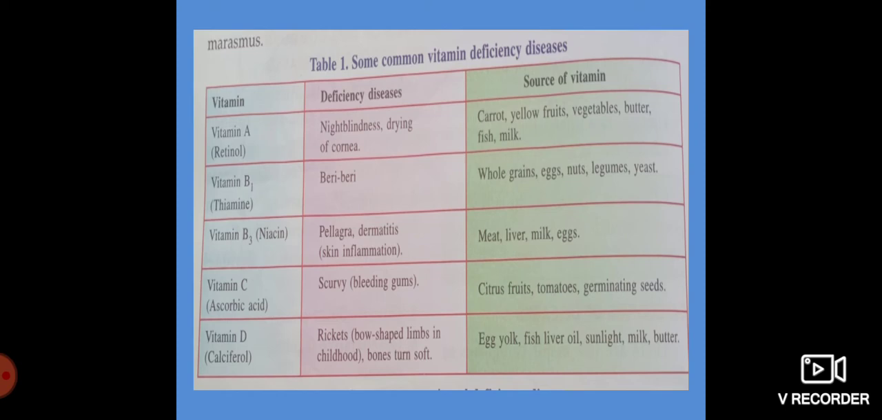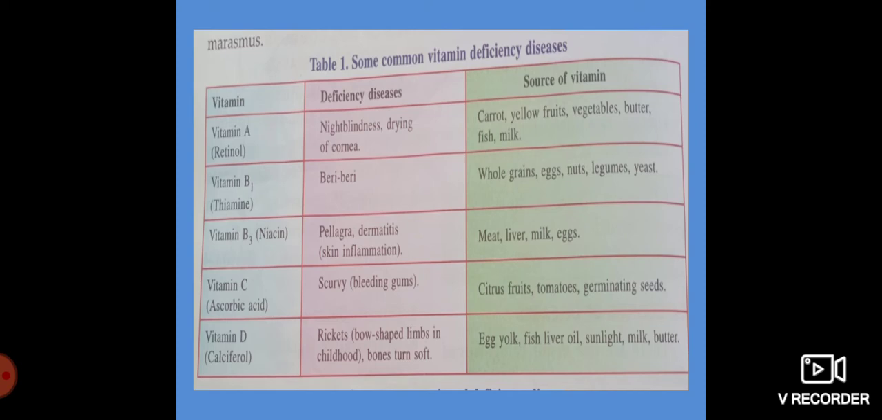Rickets means that the limbs become bow-shaped and the bones become soft, mainly in childhood. The food items which contain vitamin D are egg yolk, fish liver oil, sunlight, milk, butter, etc. Okay, so these are about common vitamin deficiency diseases.